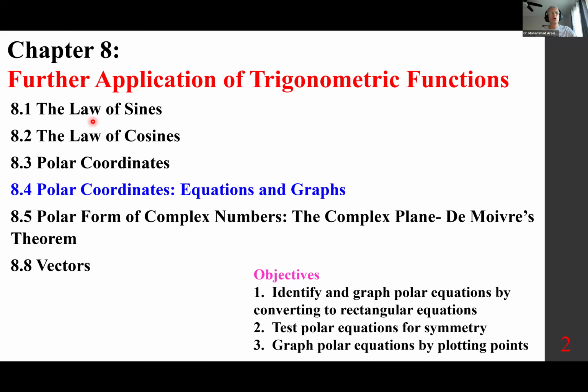We've covered the law of sines and cosines, polar coordinates, and now equations and graphs. The objectives are to identify and graph polar equations by converting to rectangular equations, test polar equations for symmetry, and graph polar equations by plotting points.